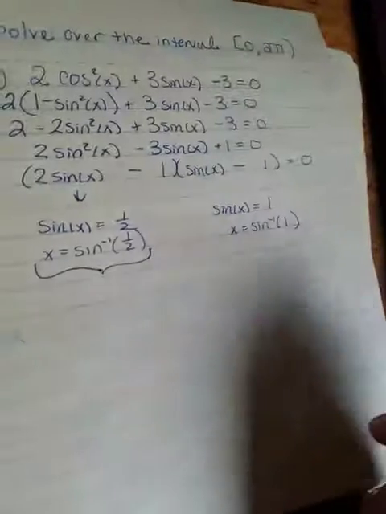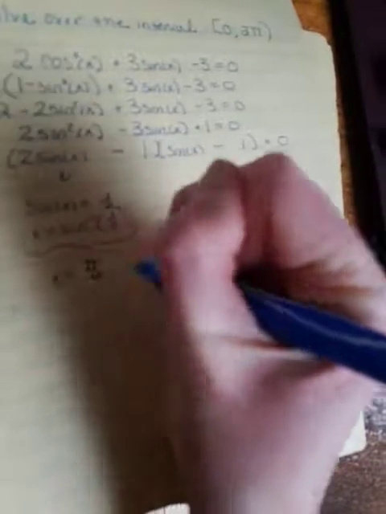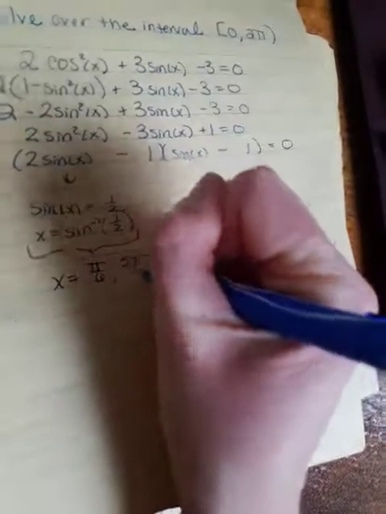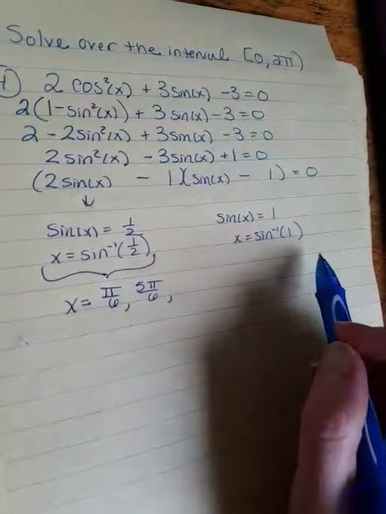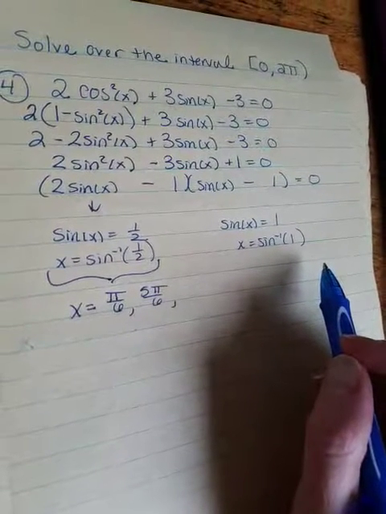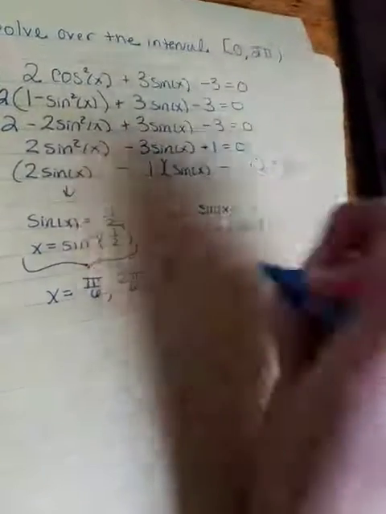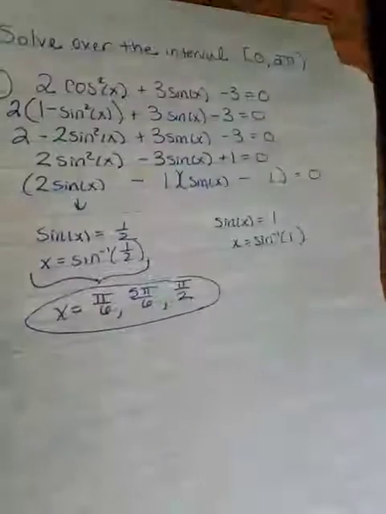where's the sine 1/2? I'm hoping you're going to tell me at pi over 6 and 5 pi over 6. Okay, and where is the sine 1 from 0 to 2 pi? I hope you're going to tell me pi over 2. So those are your answers there.